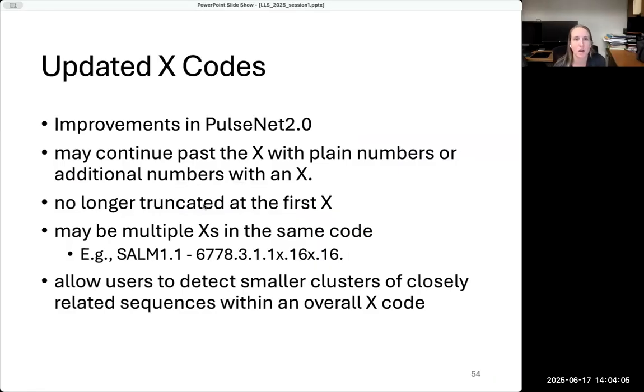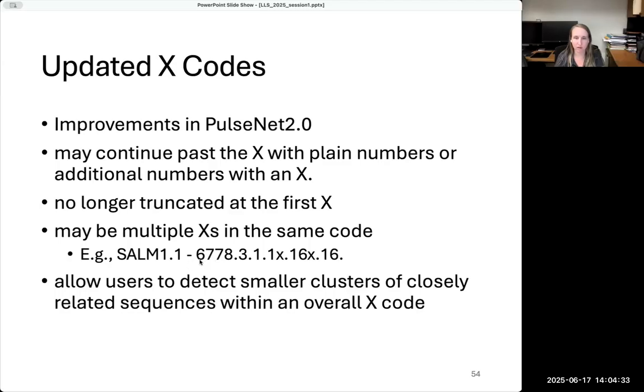Similar to the allele codes in general, X codes have been improved in PulseNet 2.0. They may continue past the X with plain numbers or additional numbers with an X. Before, when an X was added, the allele code stopped at that point, especially if it was added in an earlier number, which made the allele codes very useless. So it's no longer truncated, and there can be multiple X's in the same code.